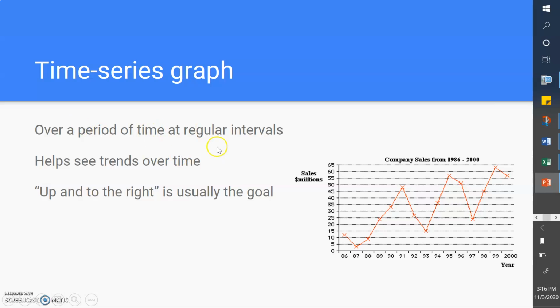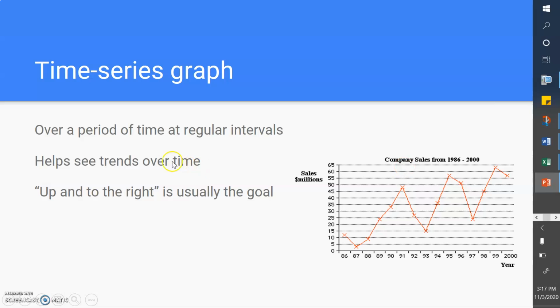Over a period of time at regular intervals is what's called a time series graph, and it helps you see trends over time. This one is about company sales in millions of dollars over certain years, starting in 1986 and going up to looks like 2000.